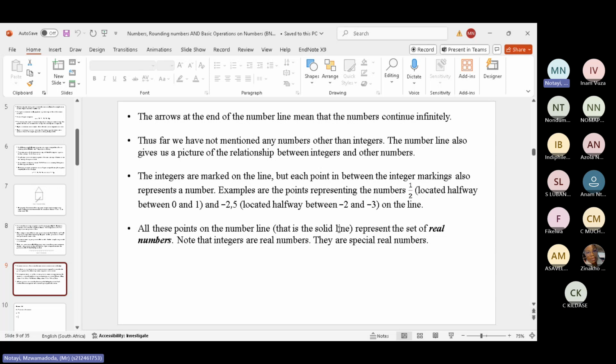So we have other numbers as well that we haven't mentioned, for example, half and negative 2.5. So all these points on the number line, that is the solid line, represent the set of real numbers. So these are the set of real numbers. Note that integers are real numbers, they are special real numbers.